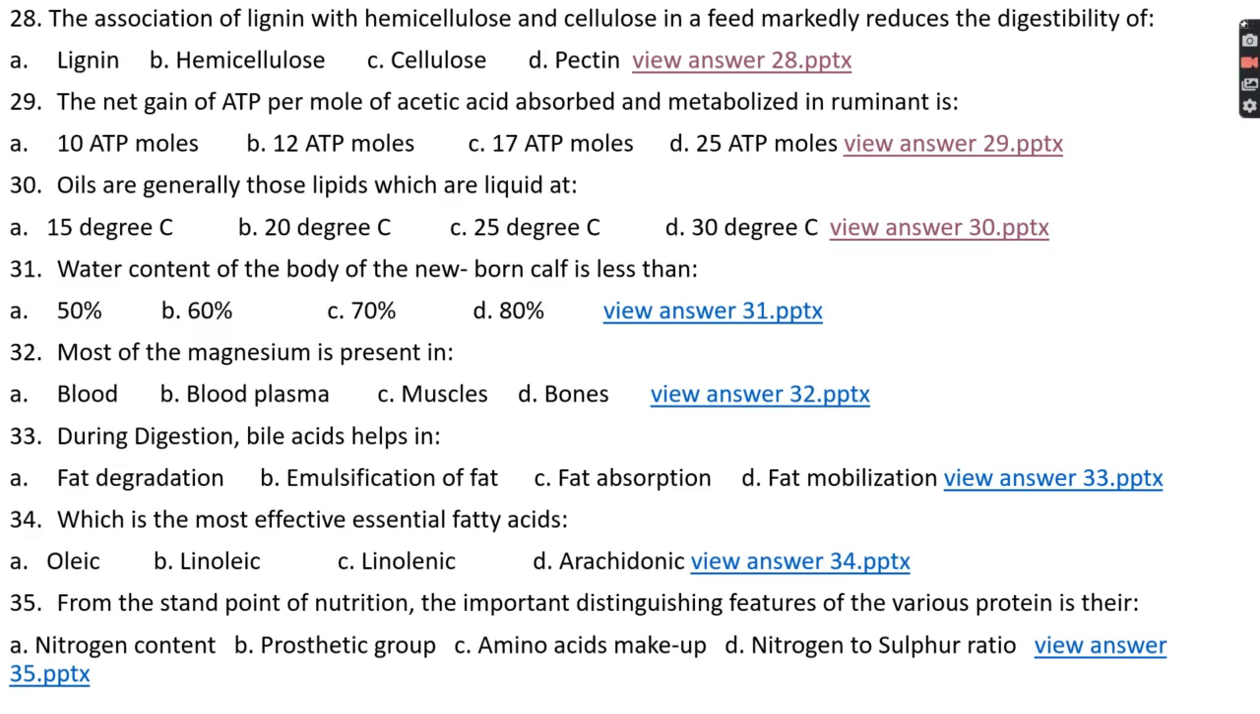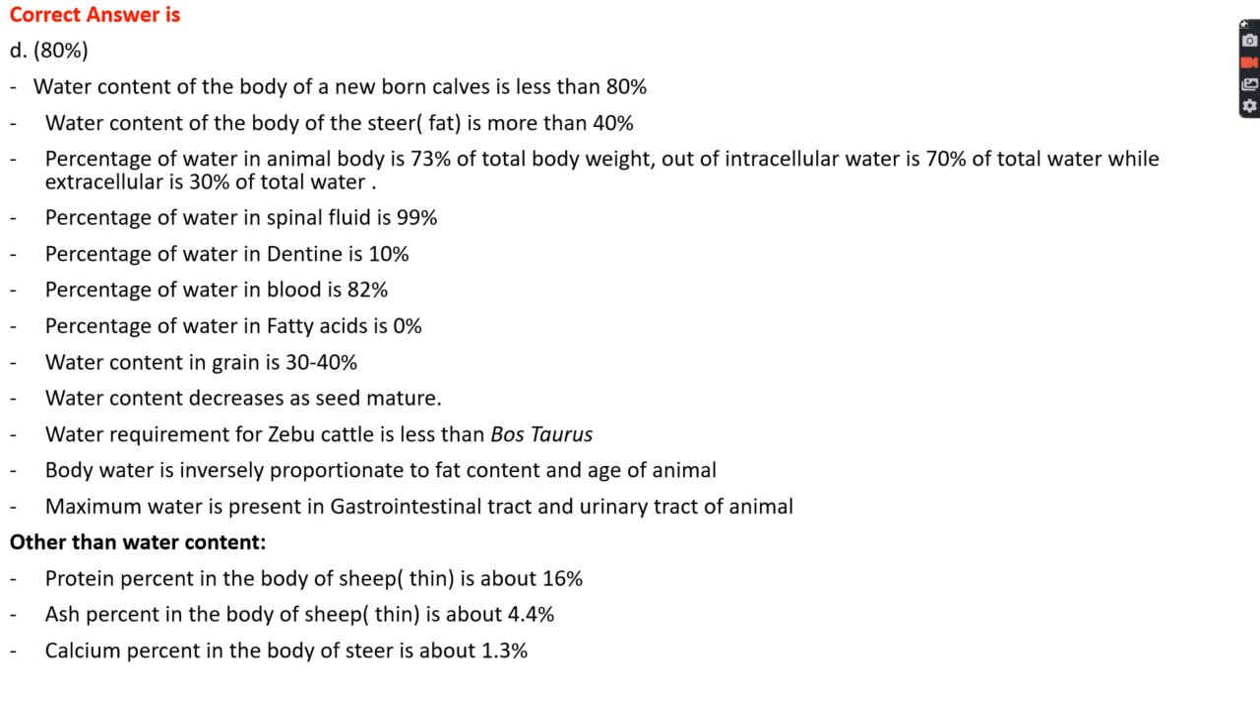Okay. Question number 31. Water content of the body of a newborn calf is less than option A, 50%, 60%, 70%, or option D, 80%. The right answer is option D, 80%. Water content of the body of a newborn calf is less than 80%. The water content of the body of the steer is more than 40%. Percentage of water in the animal body is 73% of the total body weight. Out of that, intracellular water is 70% of total water, while extracellular water is 30% of total water.